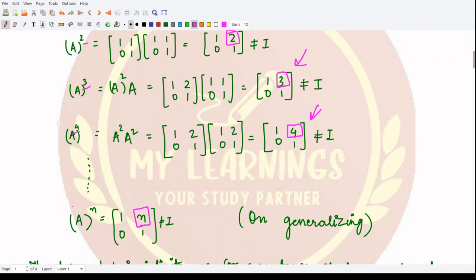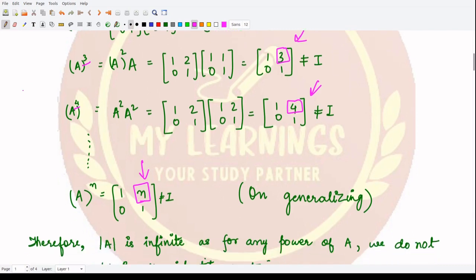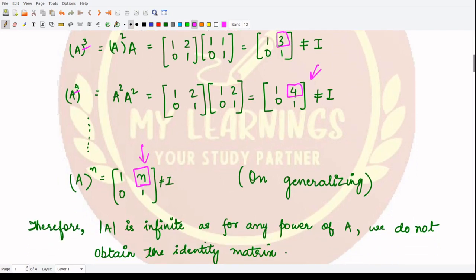So for no power here do you get the number 0, right? So what does it mean? It means that we never get the identity matrix in this particular case. Hence the order of A is not defined, correct? So this is one part of the question.